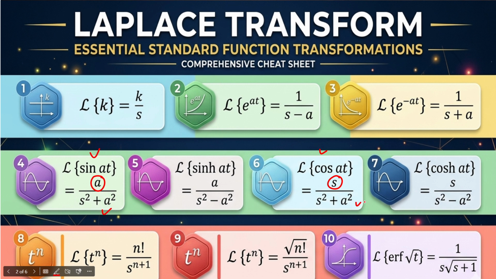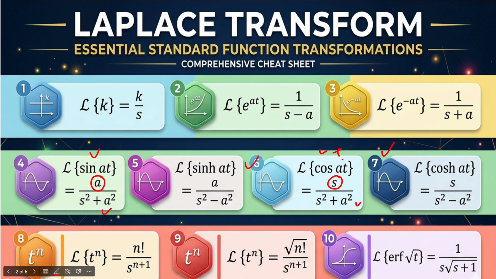Remember this. Okay, so the Laplace of cos 2t will be s upon s square plus 2 square. Okay, like this. Similarly, formula number 7, formula number 6 and 7 are the same.